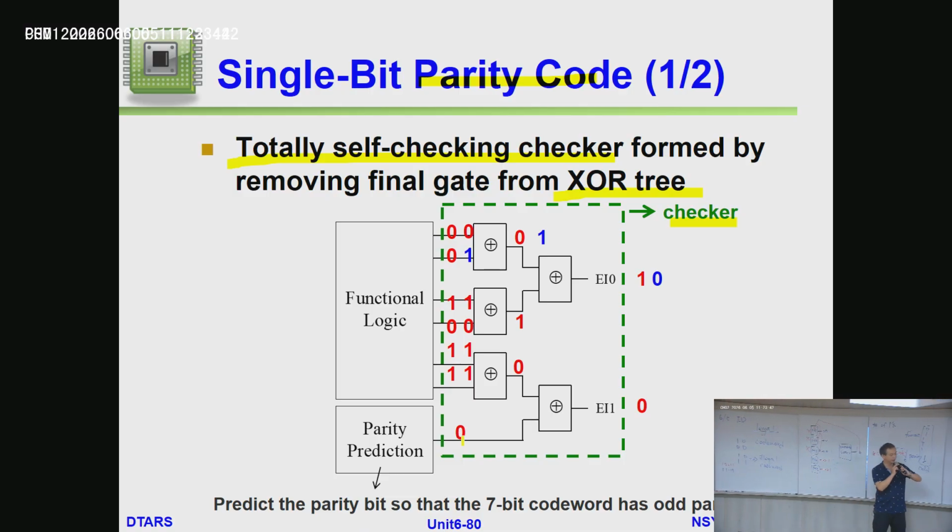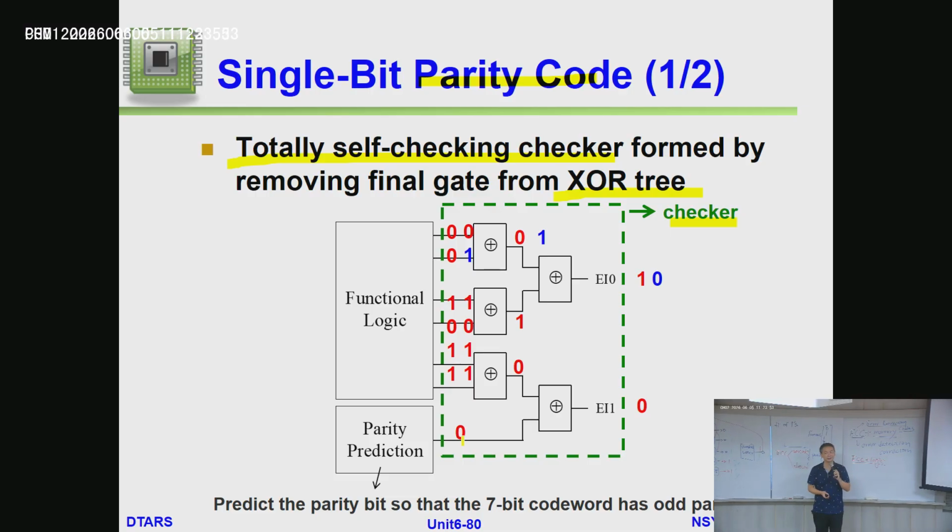Okay, so now we have about 25 minutes. In the final 25 minutes, I just want to give you some ideas about how we can have more check bits so that we can detect the errors and also correct the errors. Before that, let me give you one idea.